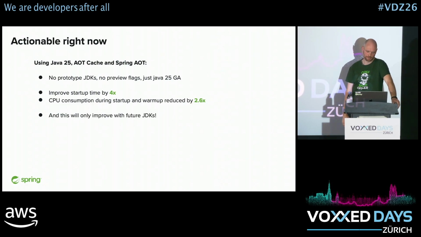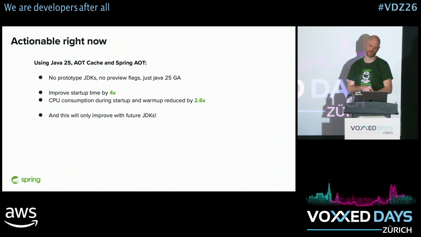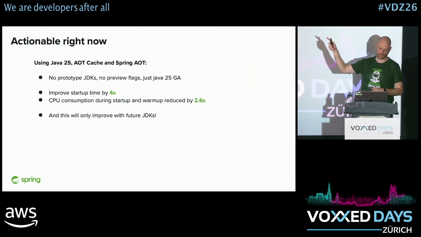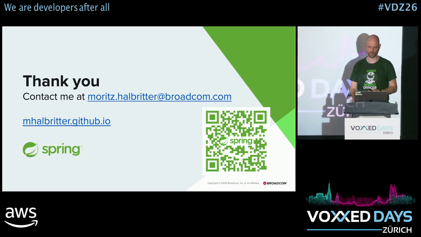Okay, actionable right now: using Java 25, AOT cache, and Spring AOT, no prototype JDKs, no preview flags, no self-compiled Leyden stuff, just Java 25 GA. It improves your startup time by 4x if you're using AOT cache, even when just doing the poor man's training run, which you can easily do on your CI system. It decreases the CPU consumption during startup and warm-up by a factor of 2.6x, and this will only improve in future JDKs. So you can do that right now if you want to get some free startup speed, which is a really cool feature. And with that, thank you very much.